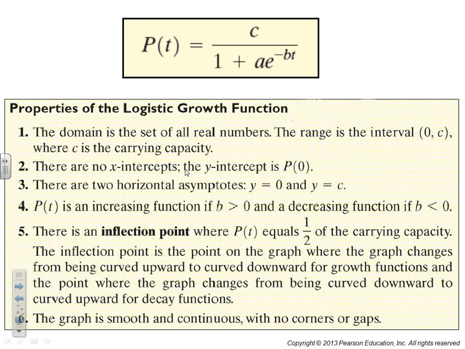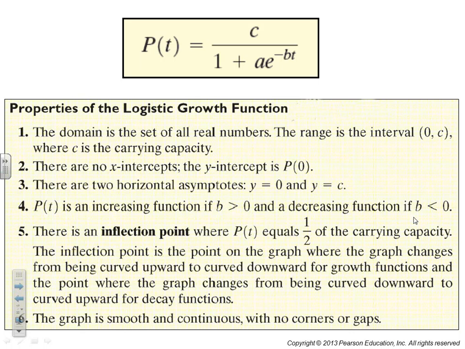There are no x-intercepts. The y-intercept is P of 0. There are 2 horizontal asymptotes, y equals 0 and y equals c. P of t is an increasing function if I have growth, and a decreasing function if I have a decay.